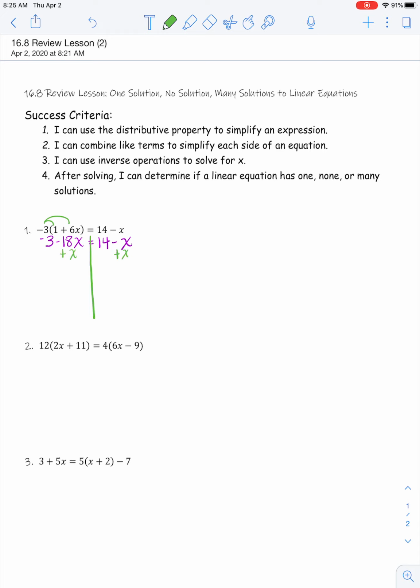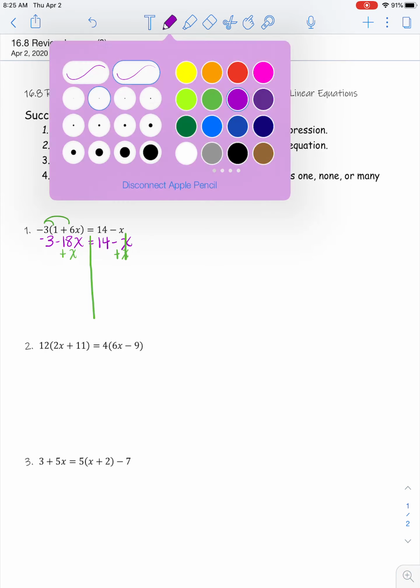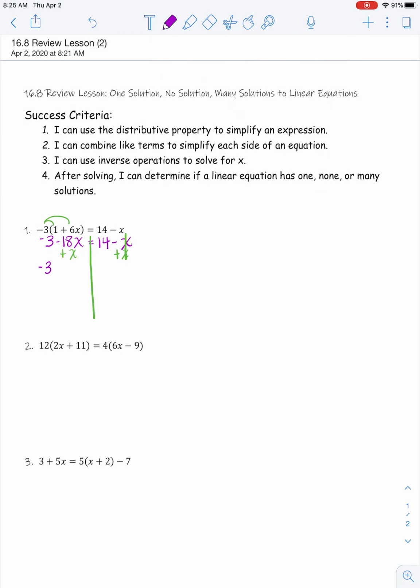So I'm going to start by adding x to both sides. Okay, when I do that, negative 18x plus 1x gives me a negative 17x. And then I'm just left with 14 on the right. Now I'm trying to isolate x, so I need to move this -3, and I move a -3 by adding it. Which leaves me with negative 17x equals 17.